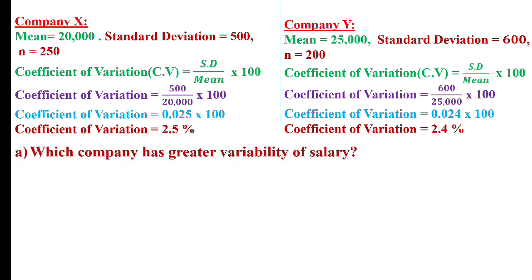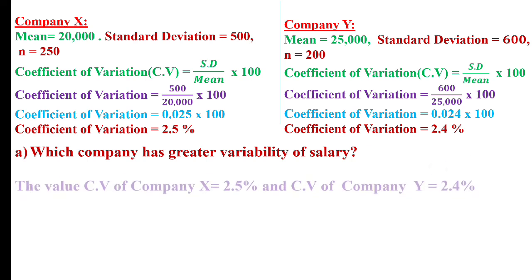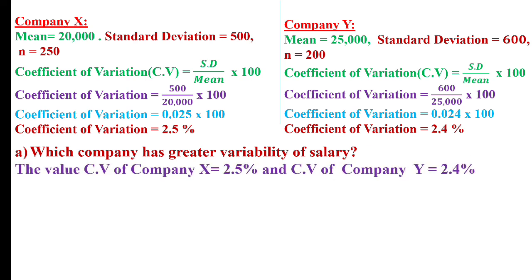Now the question: which company has greater variation? Here the CV, coefficient of variation, of company X is 2.5, company Y is 2.4. Greater variability, that is more variable, is the one with more percentage. Company X is greater than company Y. So we get company X is more variable. This is the way we need to find out.